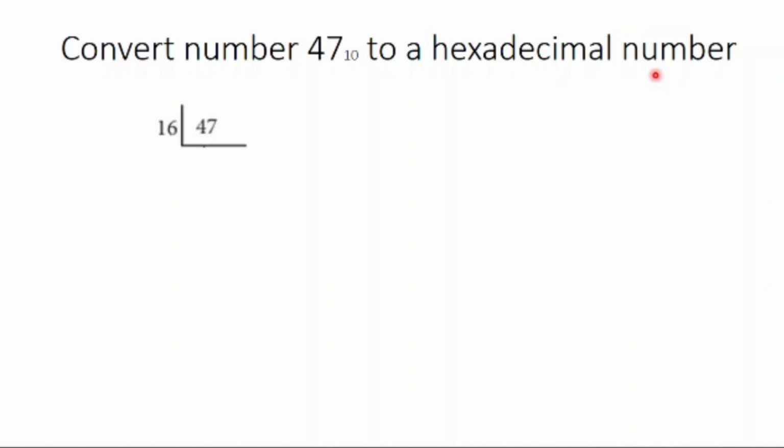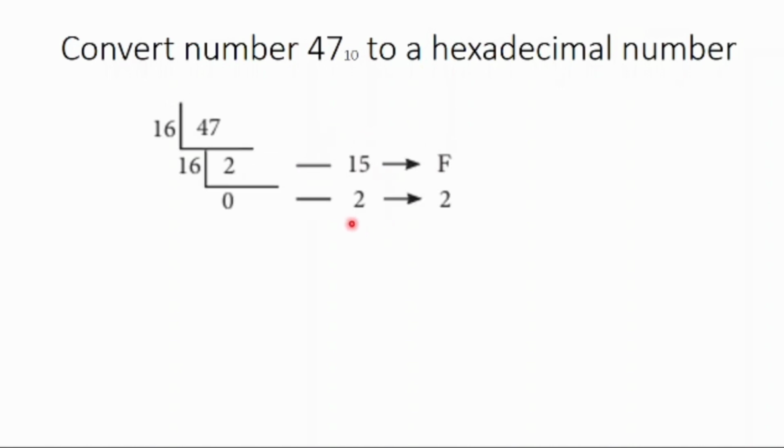So 47 divided by 16 results in 2 and remainder 15. 15 in hexadecimal is F. We learned this in our previous video. Then when 2 is divided by 16, that results in 0 and remainder 2. 2 remains the same as 2. 0 to 9 we take as numbers in hexadecimal and 10 to 15 we take as alphabetical letters. Then take the remainder from bottom to top. The final answer we write is 47 equals 2F.